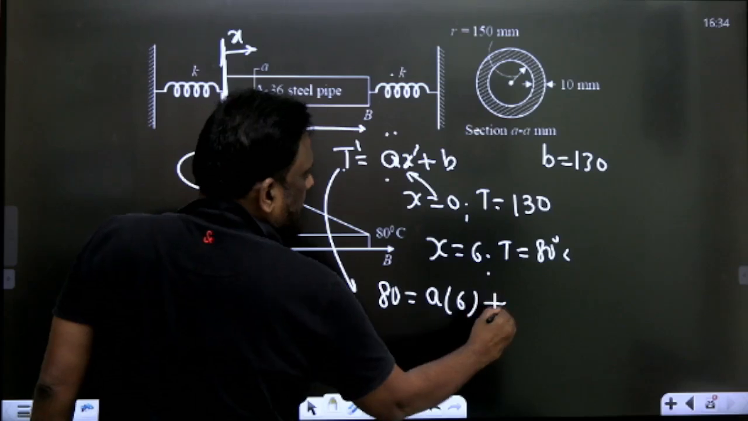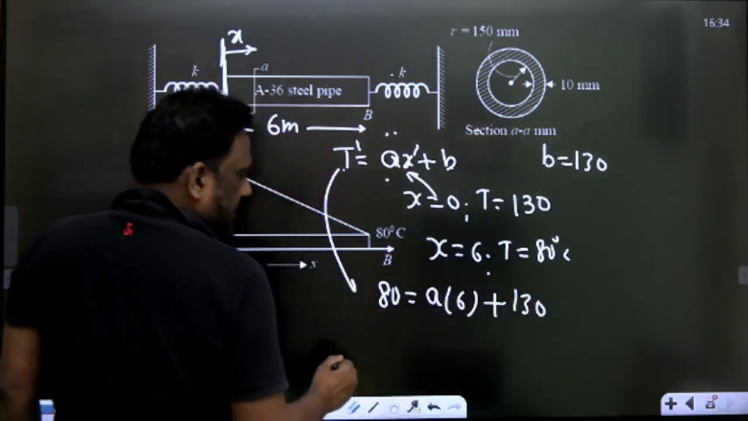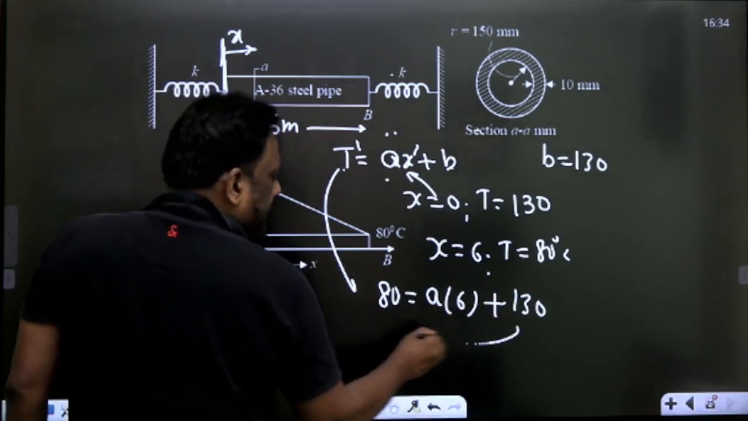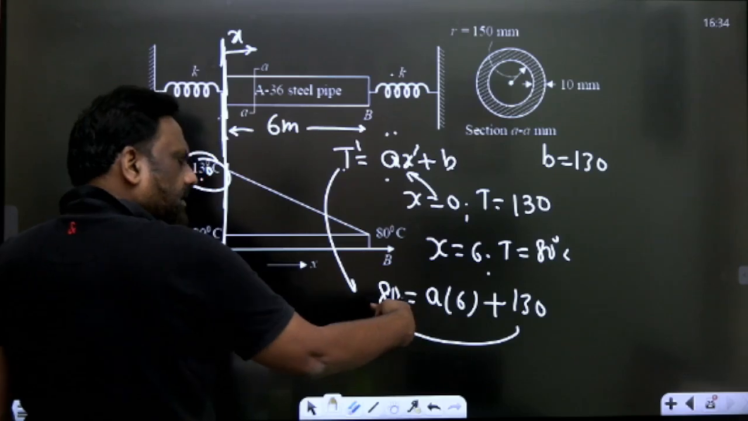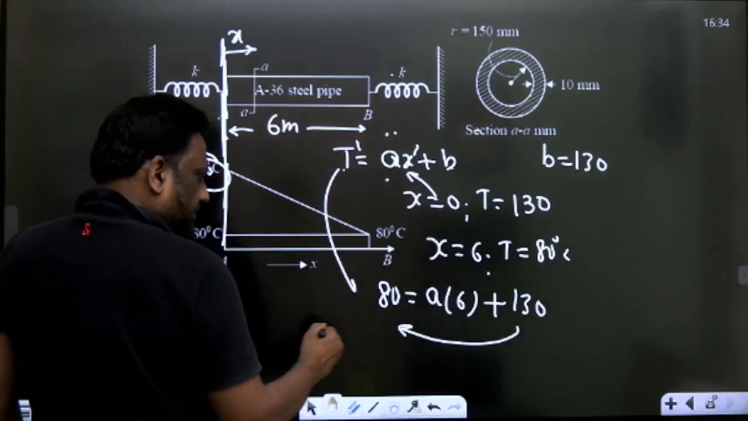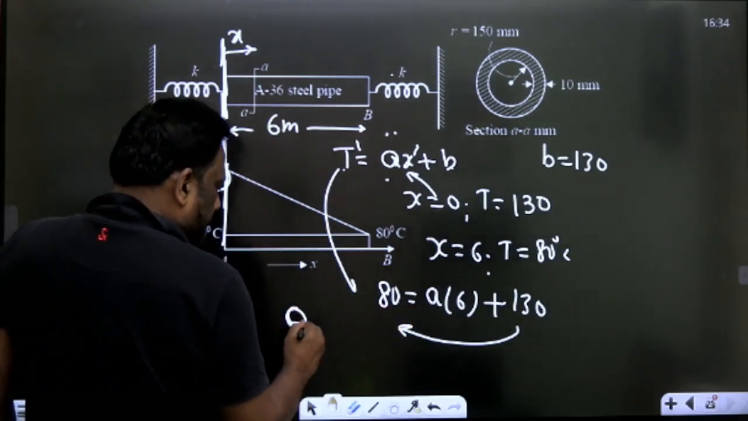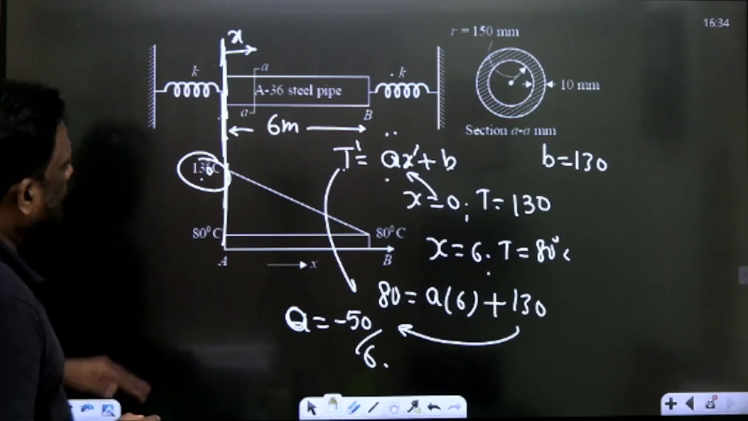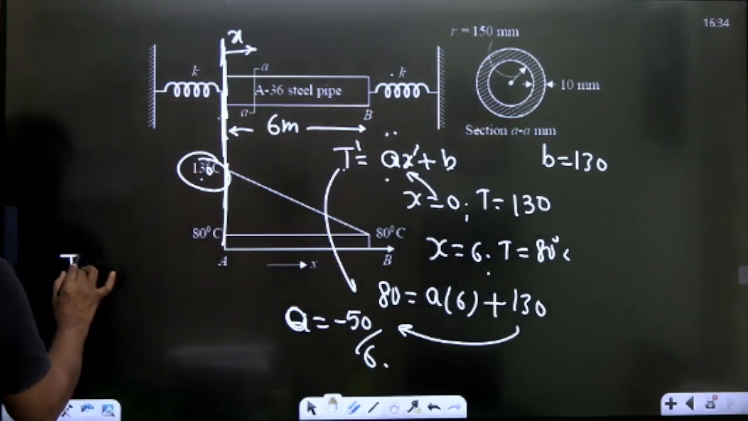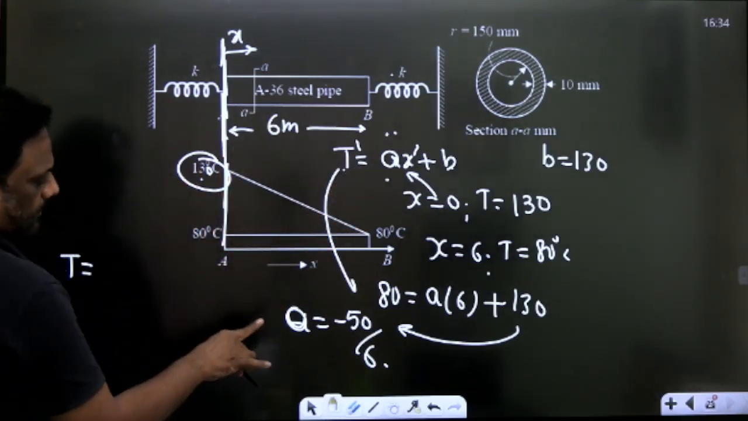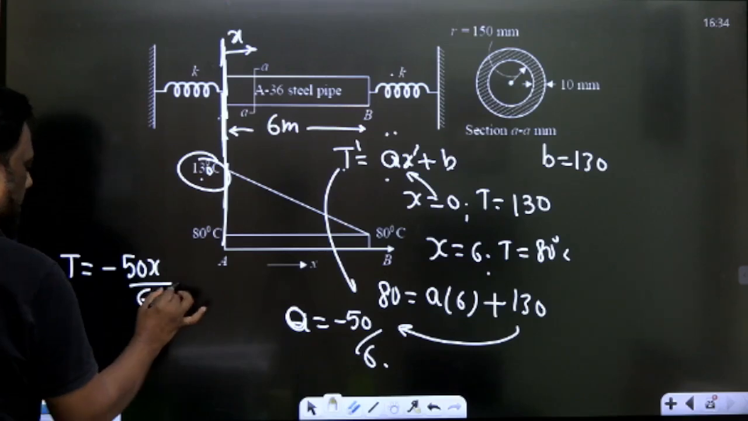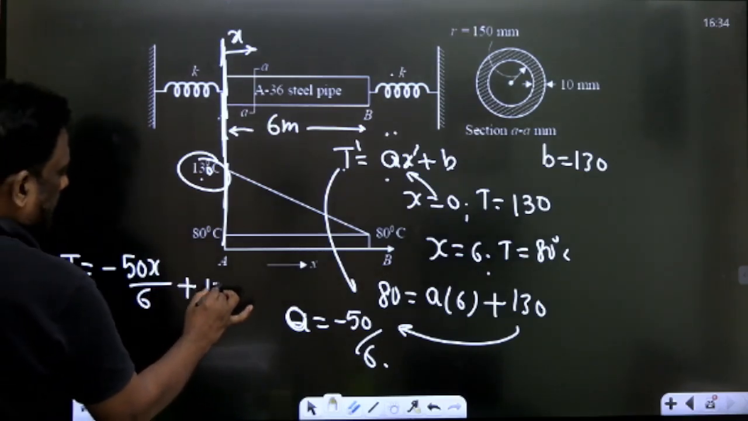This is 6A plus B, which is 130. So how much is coming, sir? I think it is 50. 80 minus 130 is minus 50. So A will be minus 50 by 6. If you write the temperature, it will be AX plus B. A is minus 50x by 6, plus B is 130.